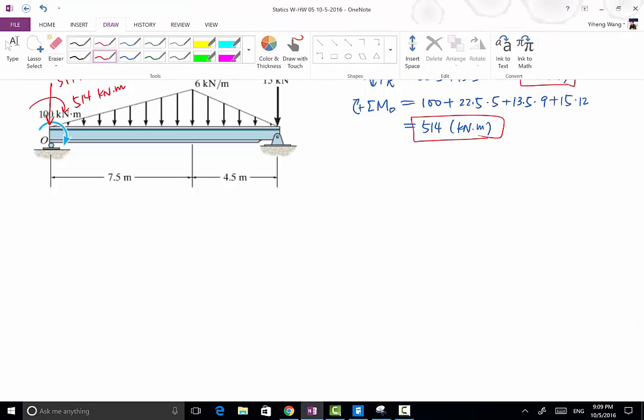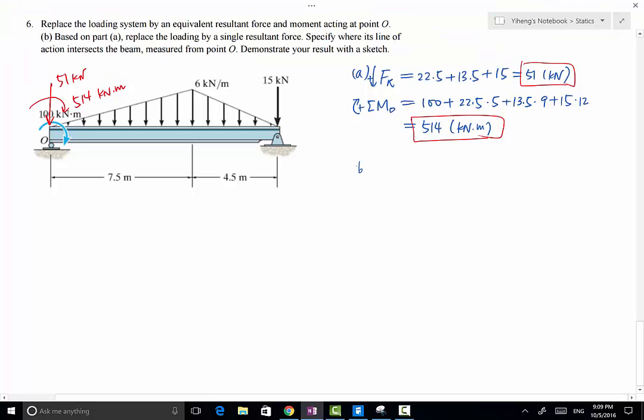For part B, because the force vector and the moment vector are perpendicular, because the moment vector actually has a direction perpendicular to this plane, therefore we can further replace the single force, single moment system by a single force alone, because we can move this 51 kilonewton force to somewhere so that it creates exactly 514 kilonewton meter moment about point O, therefore replacing the original free couple moment.